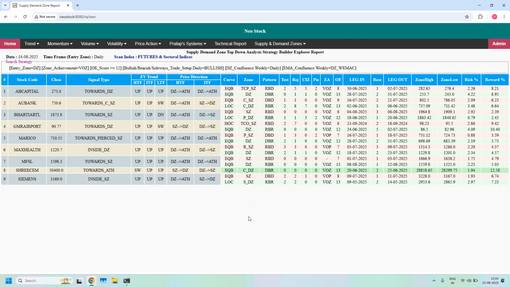Provided lesson 20 checklist items are satisfied. That is very, very important. Otherwise, these zones might be violated. If lesson 20 checklist items are not satisfied, there are higher chances of zone violation. So we should never forget that lesson 20 checklist item verification is very, very important on bullish and bearish trade setup related stocks.